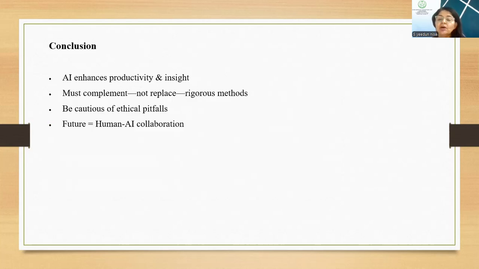So in conclusion, what we can say is that AI enhances productivity and insights. It must complement and not replace rigorous methods which are already available, tested, and proven. So we should not replace those methods; these AI tools will complement them. The traditional methods will remain there, and we should be cautious of ethical pitfalls. And the last point is that the future is human plus AI collaboration. If humans collaborate with AI, definitely the result will be very good.